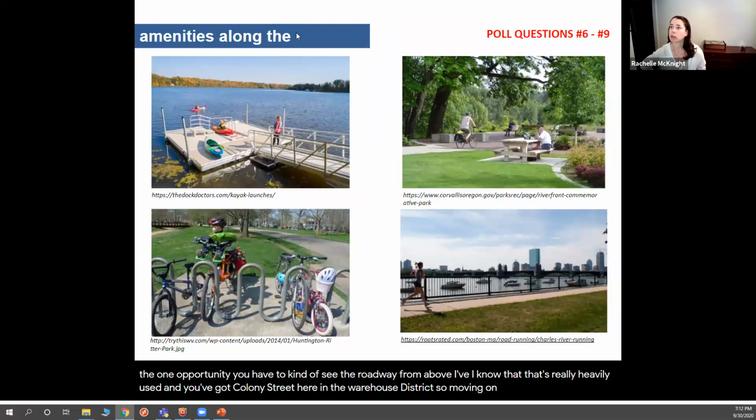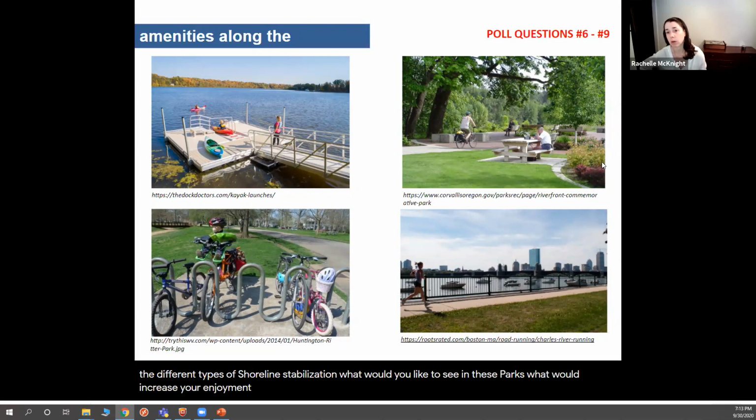So moving on here, it looks like we got a typo here. We want to talk about some of the amenities that you would like to see along the waterfront. So thinking about some of those opportunities and constraints that we discussed earlier, also thinking about the different types of shoreline stabilization, what would you like to see in these parks? What would increase your enjoyment of the parks? What would make you go to the riverfront more often? What do you think would benefit the city of Albany as a whole in terms of amenities along the riverfront?